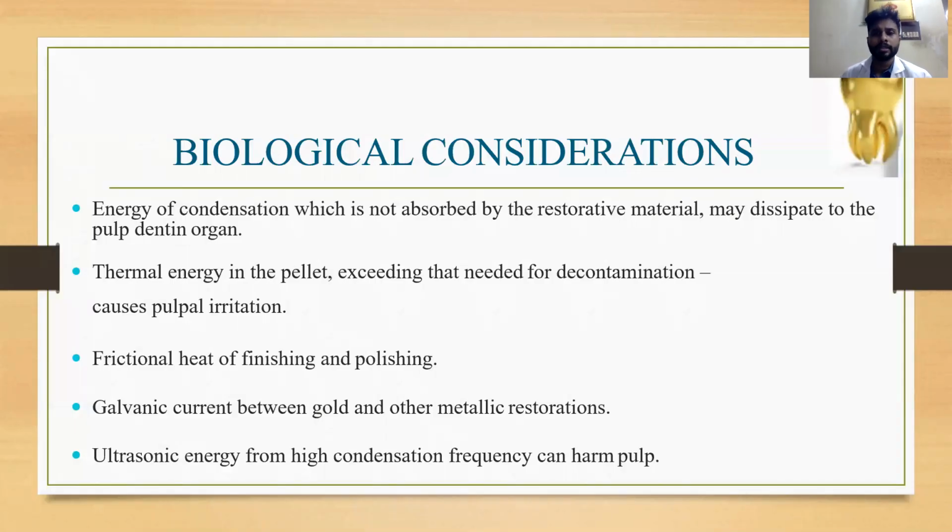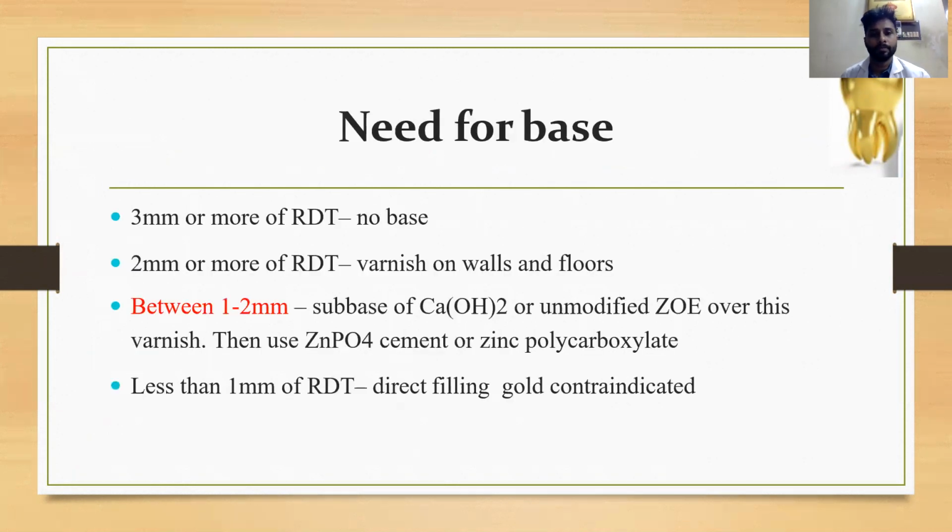So moving on to biological consideration of gold. Energy of condensation which is not absorbed by the restorative material may dissipate to the pulp dentin organ. Thermal energy in the pellet exceeding that needed for decontamination causes pulpal irritation. Frictional heat of finishing and polishing, galvanic current between gold and other metallic restorations, and ultrasonic energy from high condensation frequency can harm the pulp.